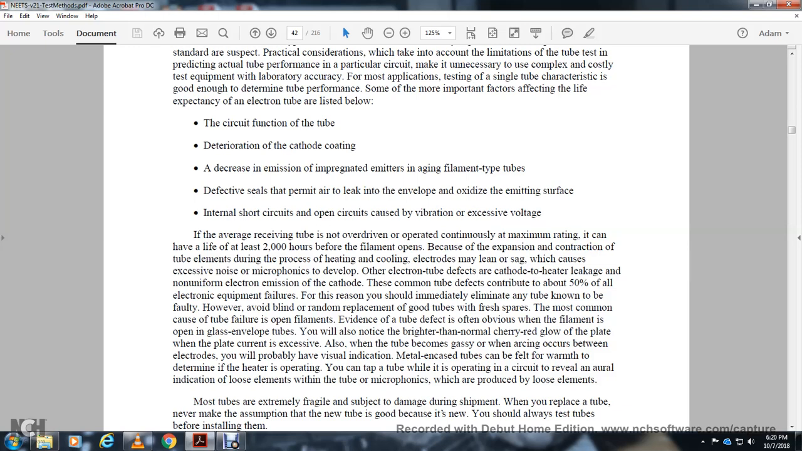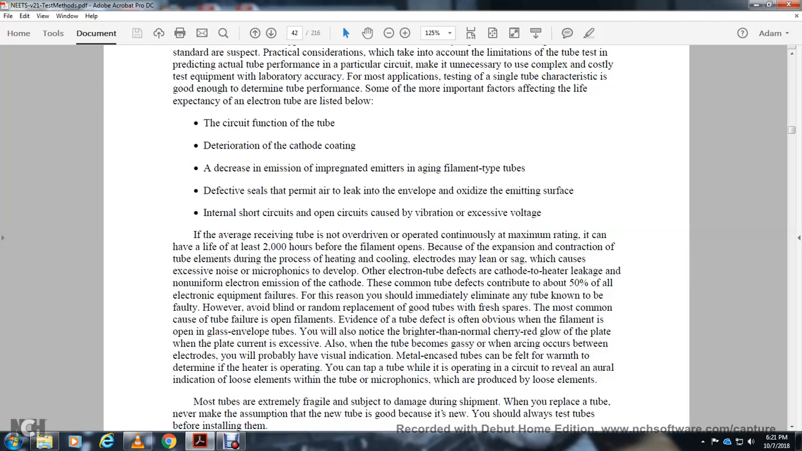However, avoid blind random replacement of tubes. The most common cause of tube failure is the open filament. The advantage is that the defect is often obvious: the filament opening can be seen through the glass envelope of the tube. You may also see a brighter than normal cherry red glow over the plate, with excessive plate current. Also, a tube that becomes gassy with arcing between the electrodes will probably have a visual indication. Metal encased tubes can be felt for warmth.